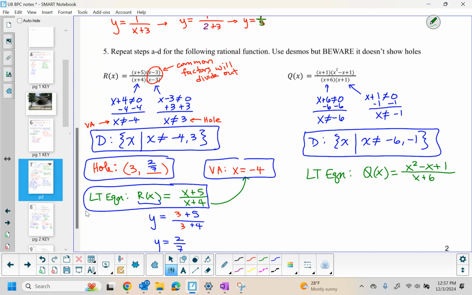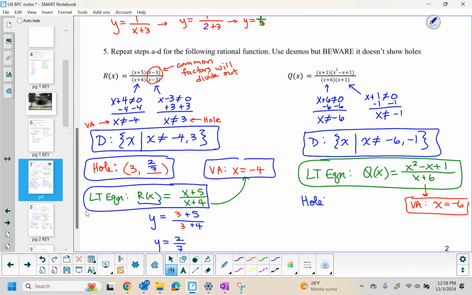And then I'm going to put this box. Okay, so I know that this part is my vertical asymptote. It's that x equals -6. And what crossed out was that my hole is at the other undefined x. So my hole is at -1 comma something.